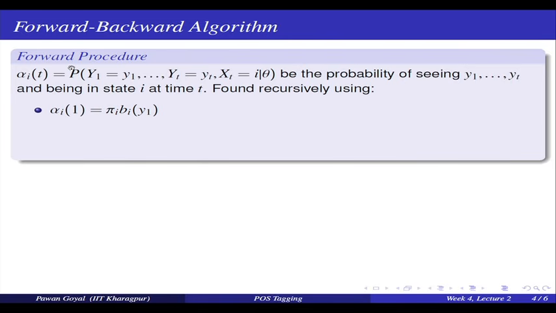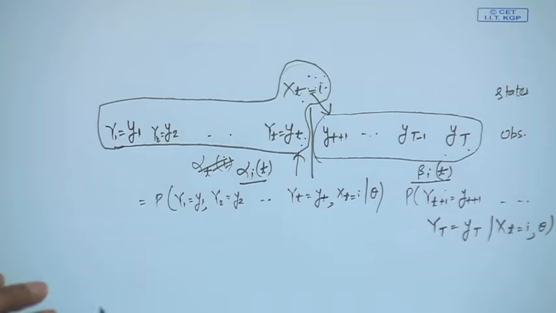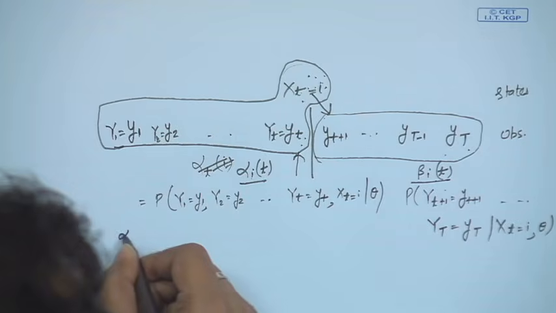Now how do I compute these values of alpha_i(t)? I want to compute this for all possible i's and all possible values of t. So this is a forward probability, so I have to start with the first point. How do I actually compute alpha_i(1)?